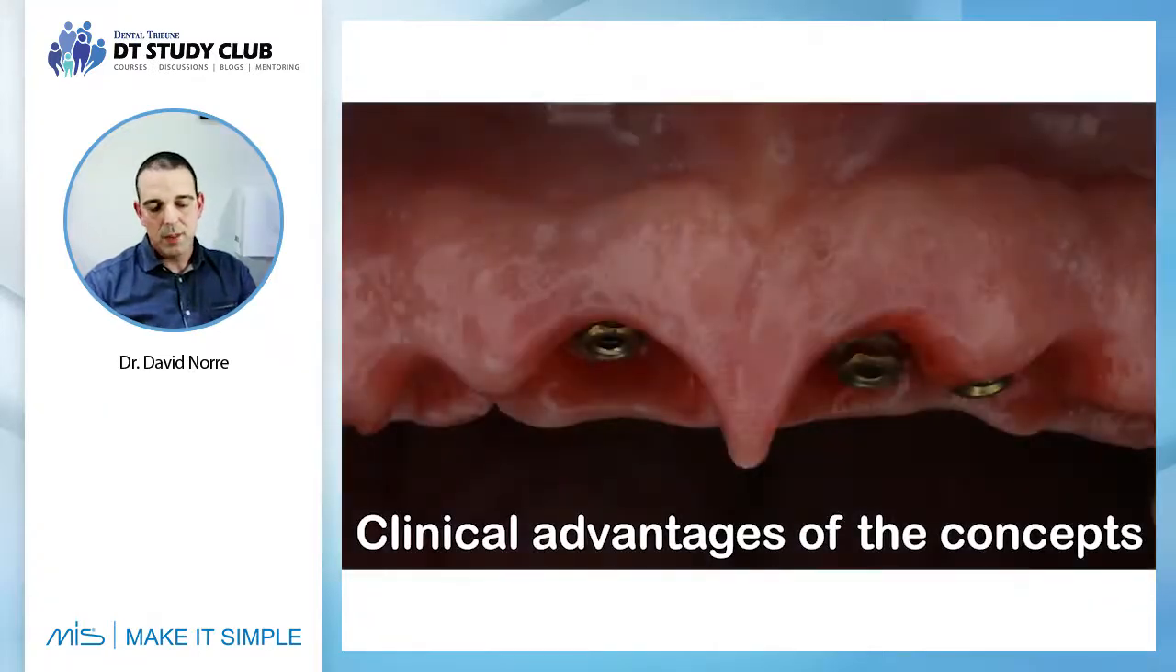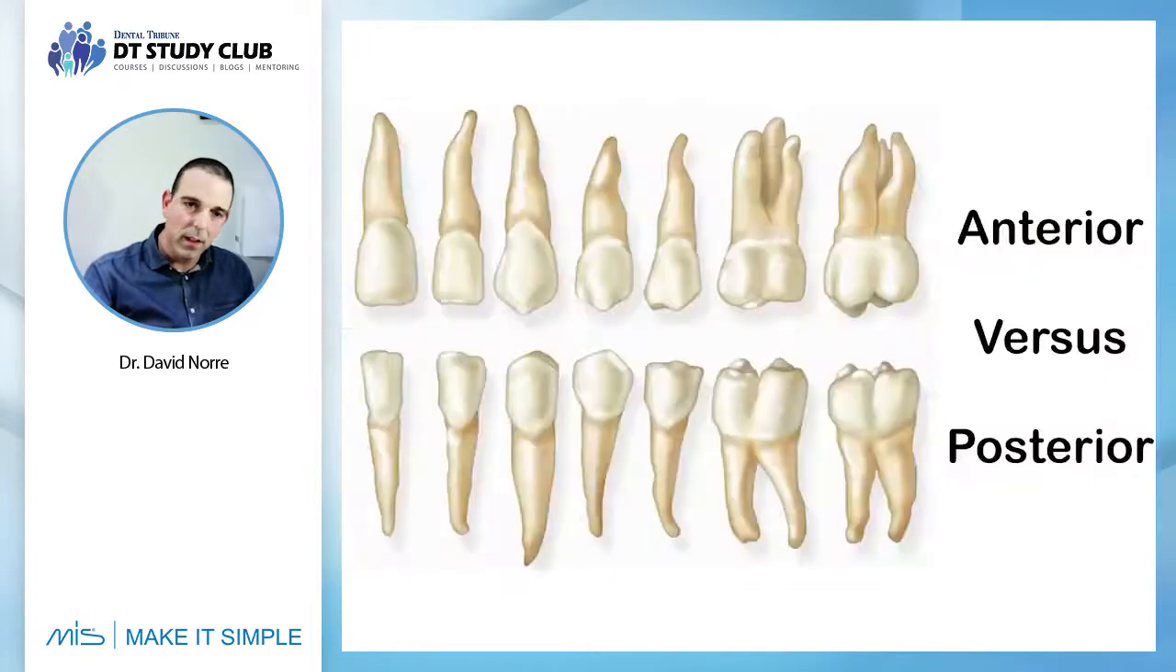With all these concepts, what does it mean, in fact, clinically? What can we avoid? Why did we do that? For the abutment design and the gingival complex, it's very important to understand that you have two different types of teeth. You have the anterior teeth and the molar teeth.